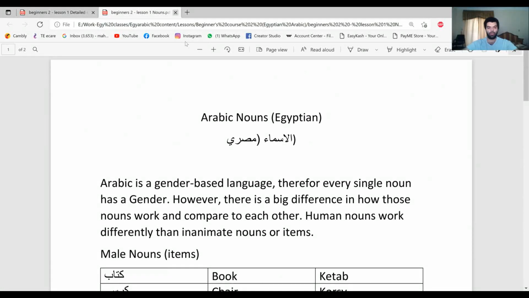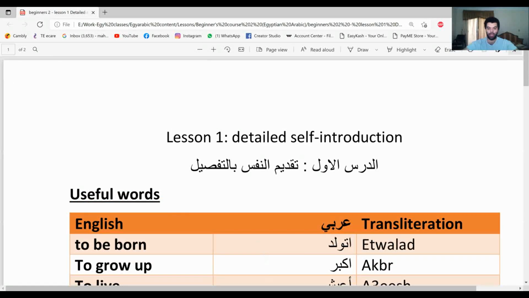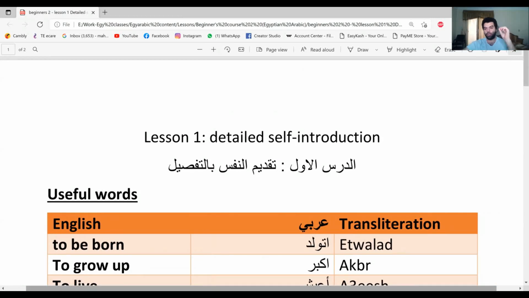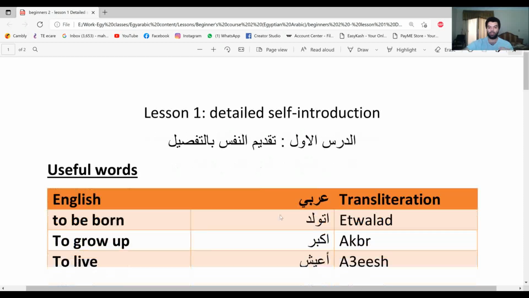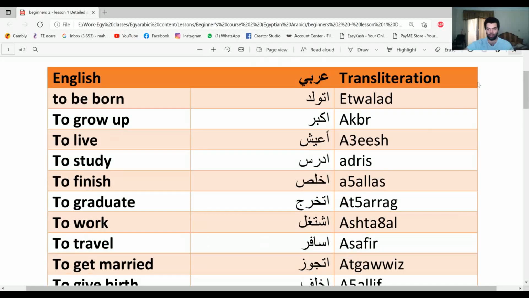Okay, now let's get to the lesson itself. And today we are going to learn how to introduce ourselves again, but with more details. In the first course, we learned how to say, like, I am from this country, I am 20-something years old, I work as this and that. So it was a very basic introduction. But today we are going to learn a lot more, how to add more details and so on, like having a real conversation, really detailed.